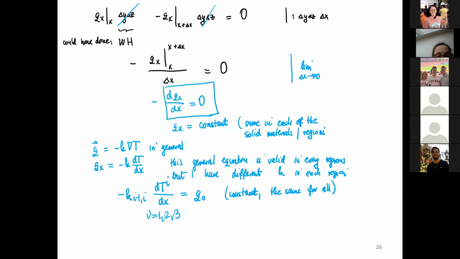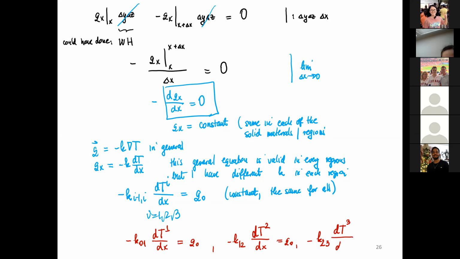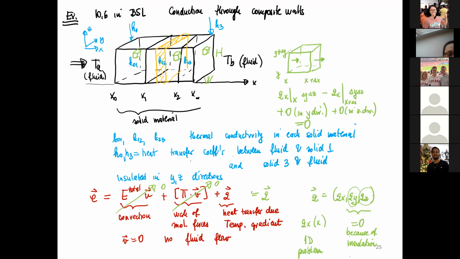So I'm just trying to shorten my writing. And if you're confused by that, I'm going to write it down. So basically what this means is that minus k_1 dT_1/dx is Q_0 in region 1. And then minus k_2 dT_2/dx is equal to Q_0. And minus k_3 dT_3/dx is equal to Q_0, where my k_1, k_2, and k_3 are thermal conductivities of these three materials. And so those are my three equations.